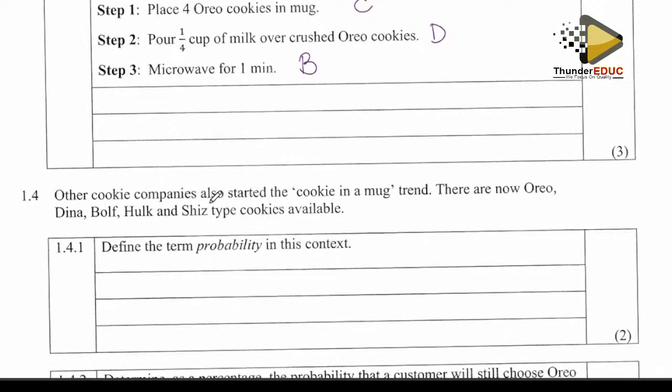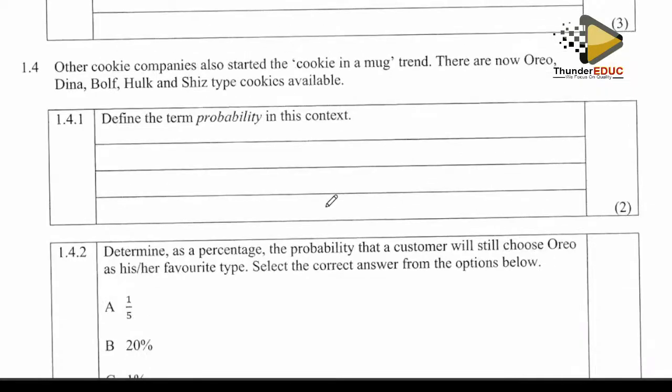Other cookie companies also started the cookie in a mug trend. They are now Oreo, Dinner, Waffle, Hoho, then Suzy, Pep cookies available. Define the term probability in this context. Probability is a chance.